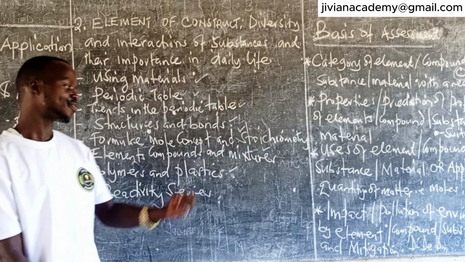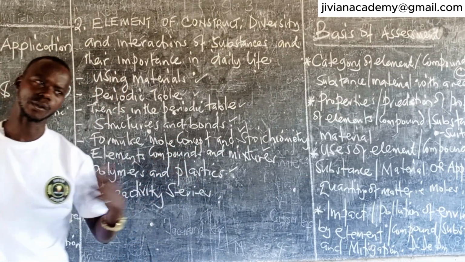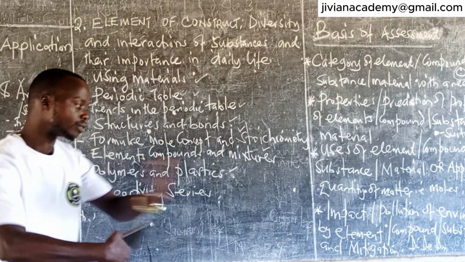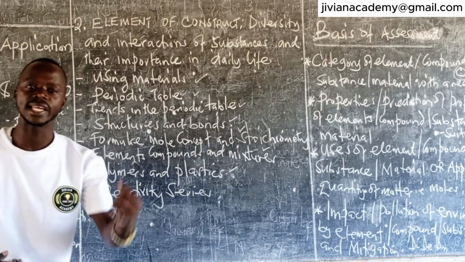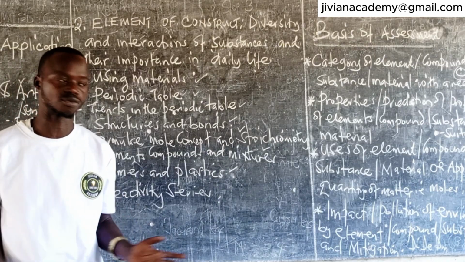You give us the impact, that is causing soil pollution or causing air pollution. Go ahead and give us the explanation. How is it caused? And then finally, you mitigate. Give us a possible solution. You cannot just come and say it causes soil pollution and stop there.